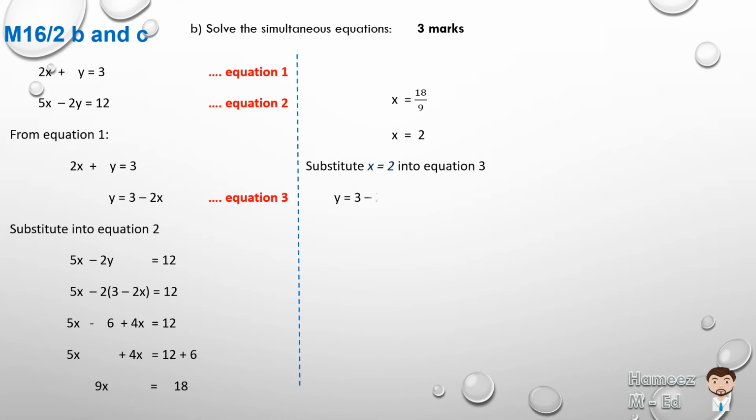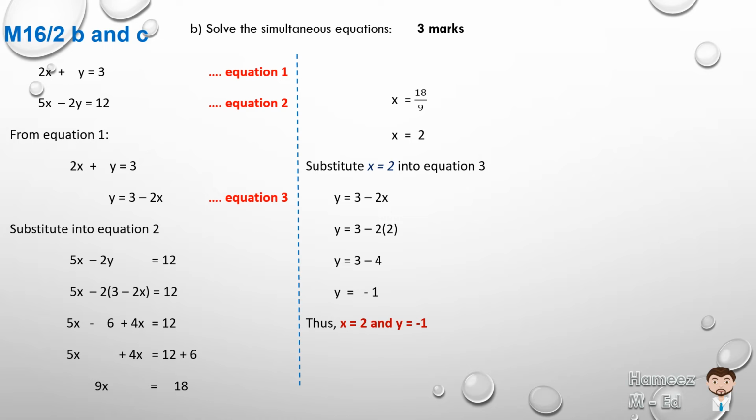So y is equal to 3 minus 2x, and we know x is 2. So we can substitute that. y is equal to 3 minus 2 by 2. And y is equal to 3 minus 2 2s are 4. And we can solve that. y is equal to 3 minus 4, which is minus 1. Thus, for this simultaneous equation, the solution is x equal to 2 and y is equal to minus 1. That will be the point where they intersect.